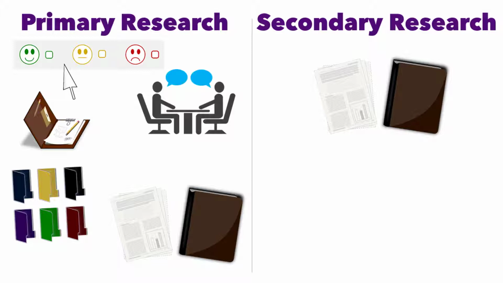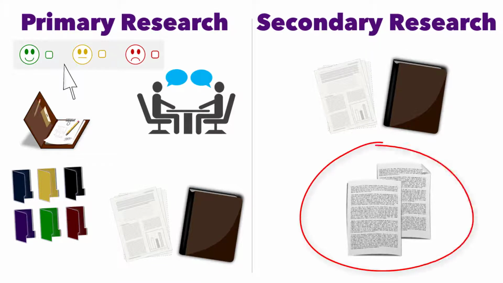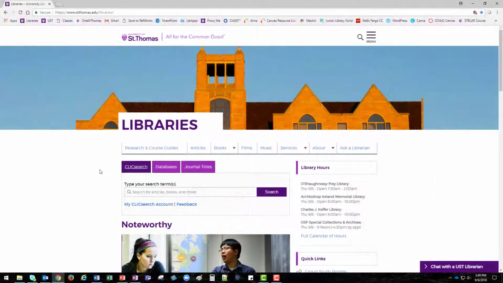Secondary research is done for the research papers and lit reviews you have to write throughout college and graduate school. So it might sound like a whole new thing, but you've done a lot of secondary research already. Okay, let's get into it.